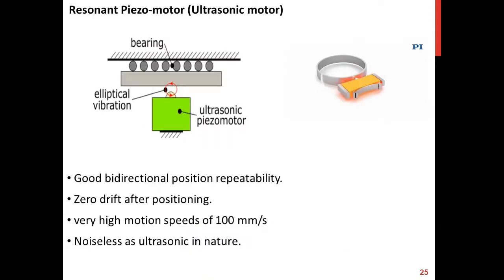The ultrasonic piezo motor consists of 2 components, a slider and a piezo motor. The ultrasonic piezo motor generates electrical vibration. Due to this, it makes the slider move towards the left. It is also used for good bidirectional position repeatability, zero drift after positioning, and very high motion speed of 100 millimeters per second. It is very precise, and also noiseless as it is ultrasonic in nature, and the vibrations are ultrasonic.